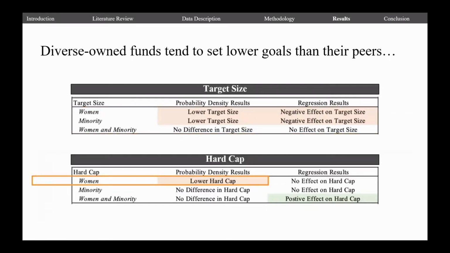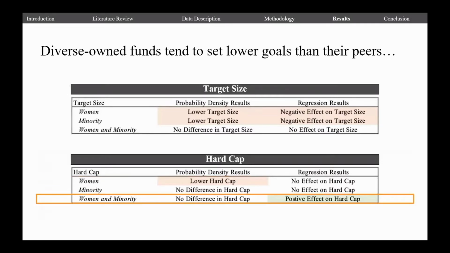Subsequently, we find that women-owned funds tend to set lower hard caps than their peers, primarily due to the fact that they're setting lower initial targets. More interestingly, when we control for target size, we find that women and minority-owned funds set higher hard caps than their peers, allowing them the potential to overperform on their fundraising targets.